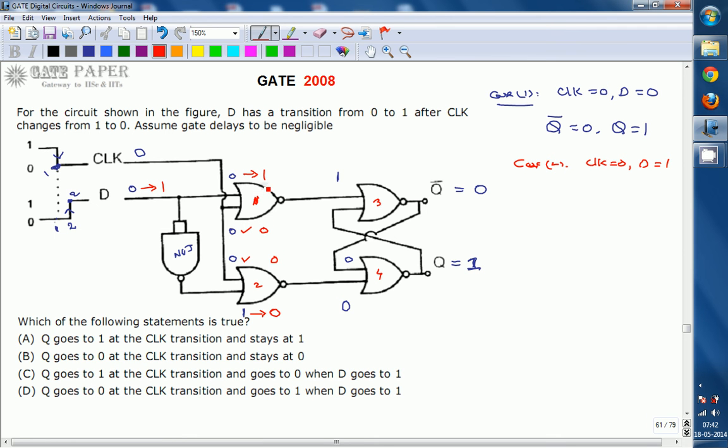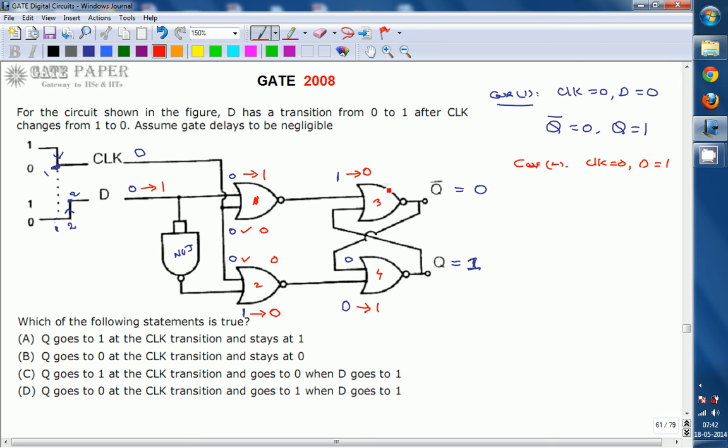If at least one input of a NOR gate is 1, the output is always 0. So 1 plus 0 is 1, and 1 bar is 0. So the output changes; previously it was 1, now it changes to 0. Here, the present inputs for this second NOR gate are 0 and 0. 0 plus 0 is 0, and after inversion it becomes 1. So this 0 will change to 1.